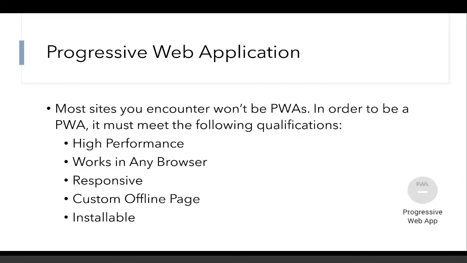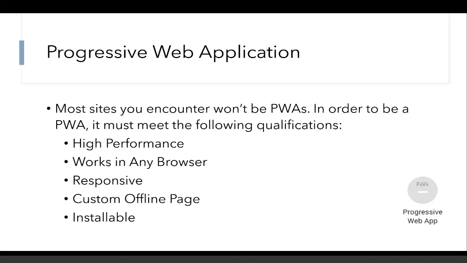Right? And really, when we look at this, these are our 5 qualifications for having a progressive web application. But really for our purposes, if we're building websites the way that we should be building websites, there's only 2 of these that are special to building a PWA. And that is to create a custom offline page and to make it installable.